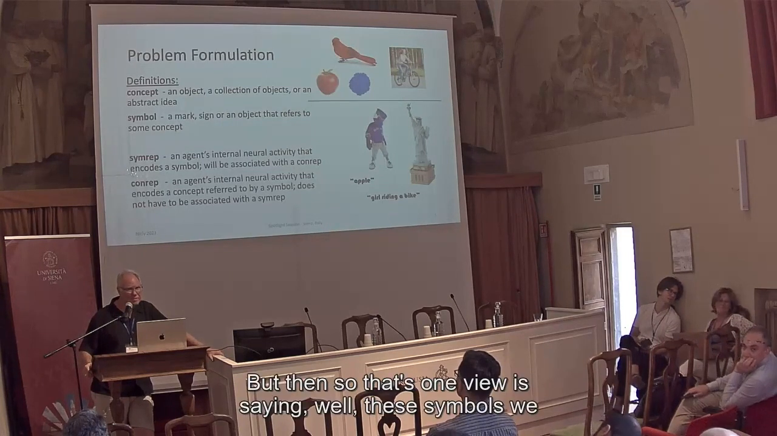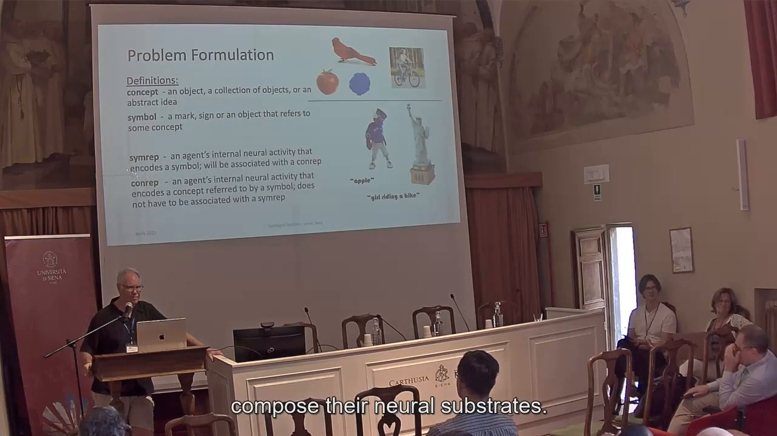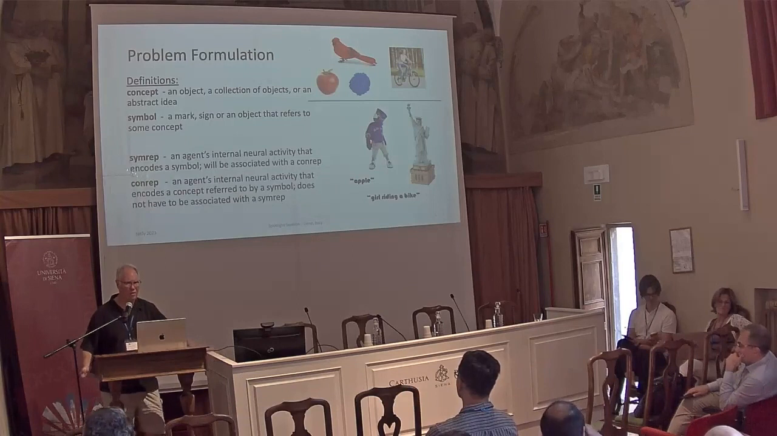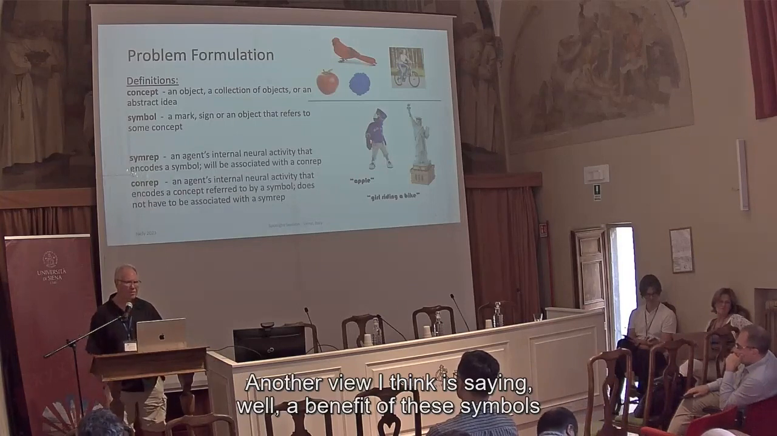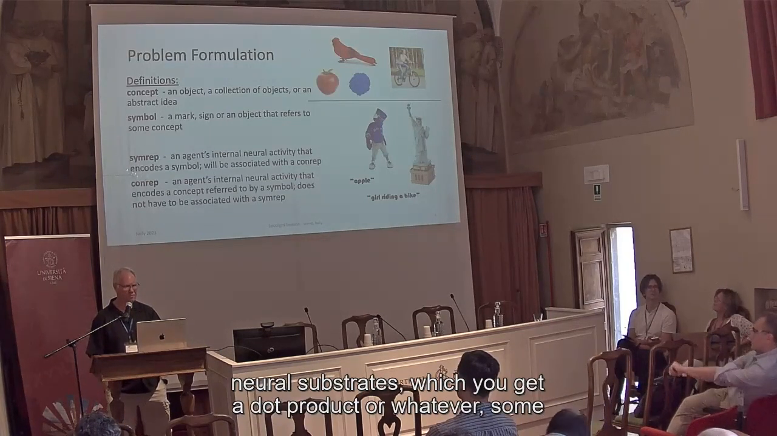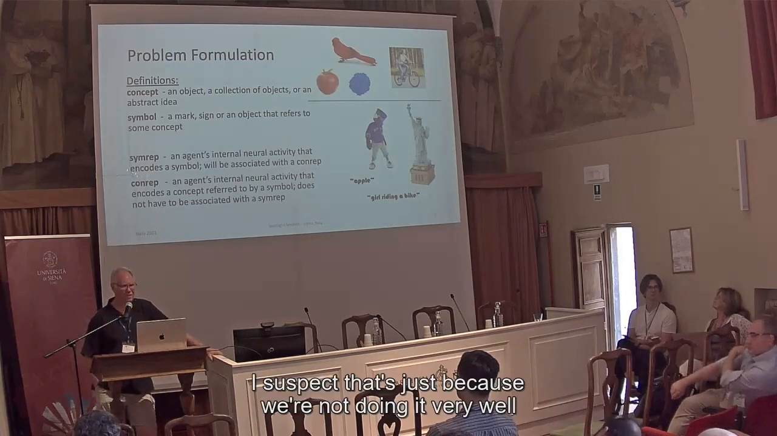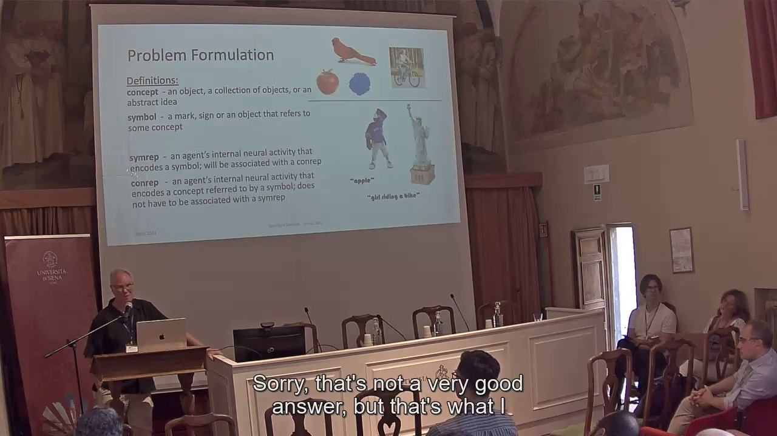But then, so that's one view, is saying, well, these symbols, we can compose them, and there is a direct counterpart in how we compose their neural substrates. Another view, I think, is saying, well, a benefit of these symbols is that they are much more composable than these horrible neural substrates, where you get a dot product or whatever, a sum. I suspect that's just because we're not doing it very well right now. Sorry, that's not a very good answer, but that's what I believe.